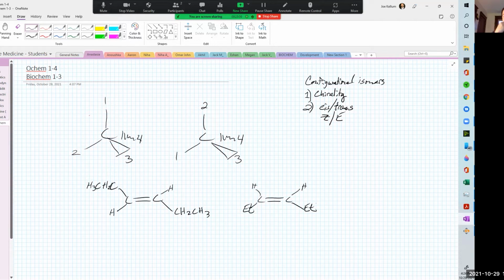I think the E version, so trans, would be seemingly more stable. Okay, and more stable in what way? Well, because those functional groups are far closer together in the Z configuration. Okay, so you're saying this is a lower energy form of the molecule, so these two might have some steric hindrance between them.